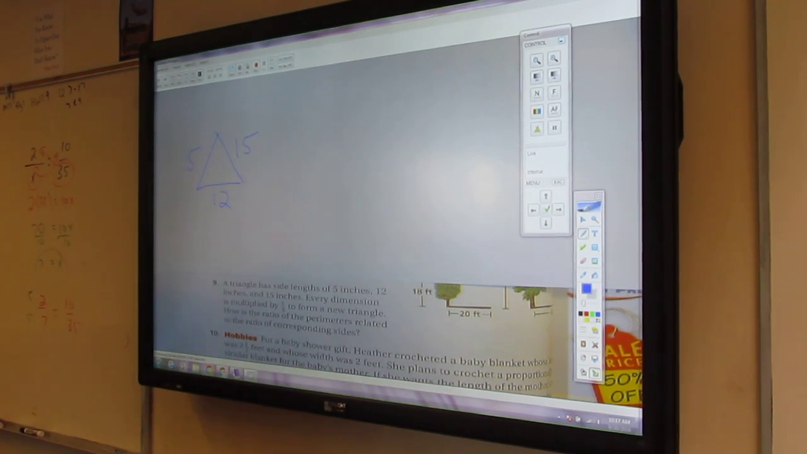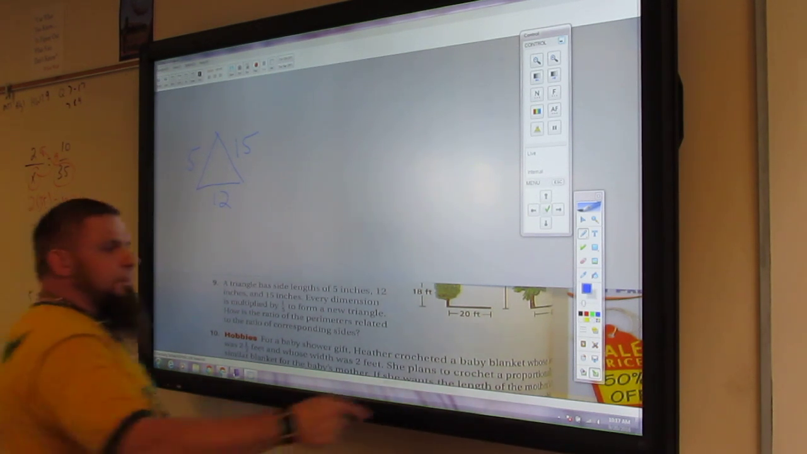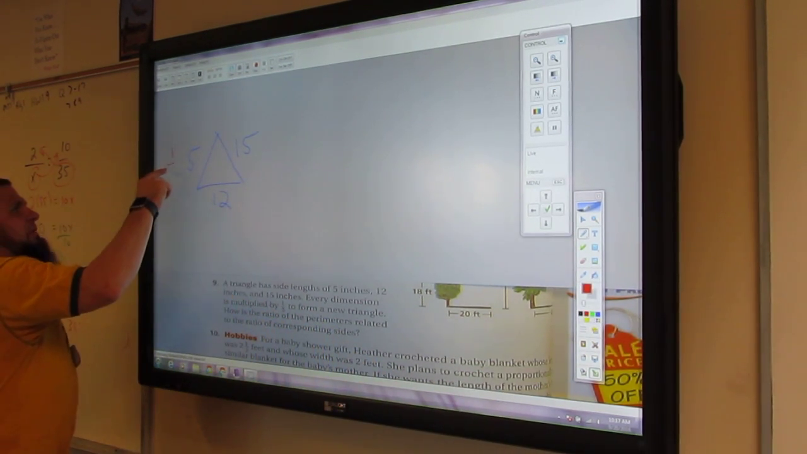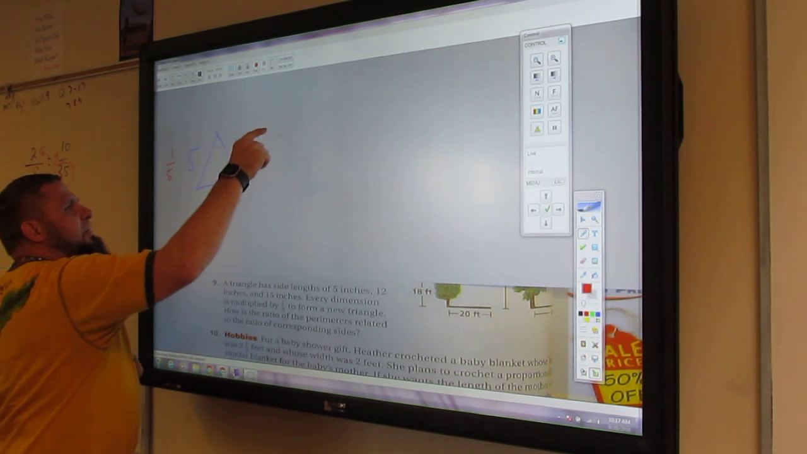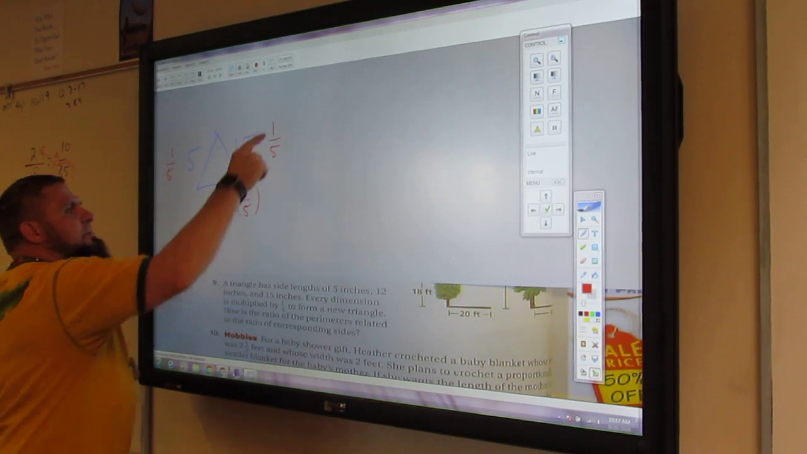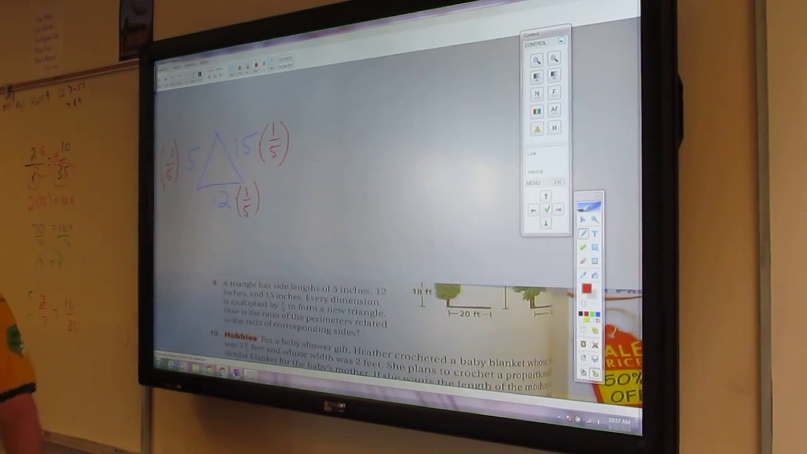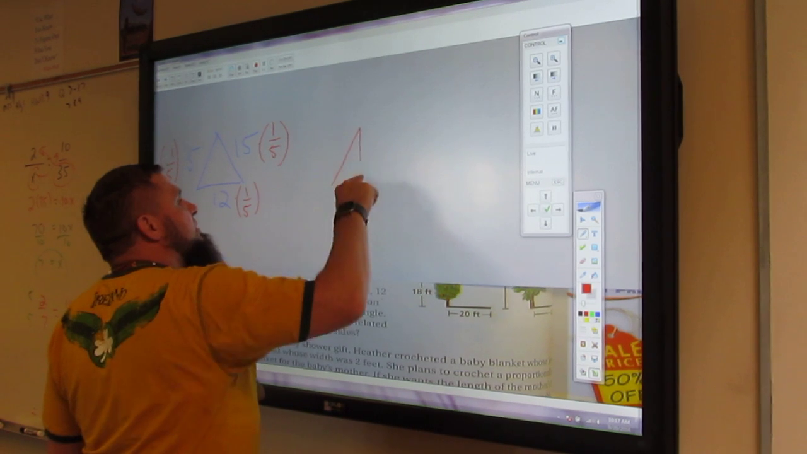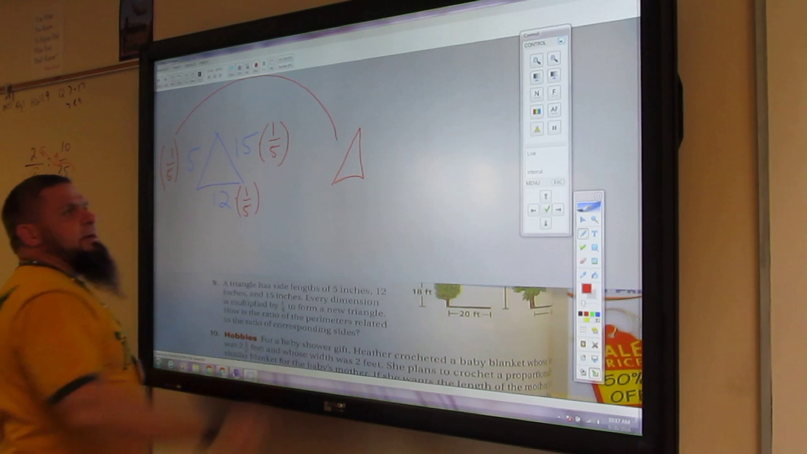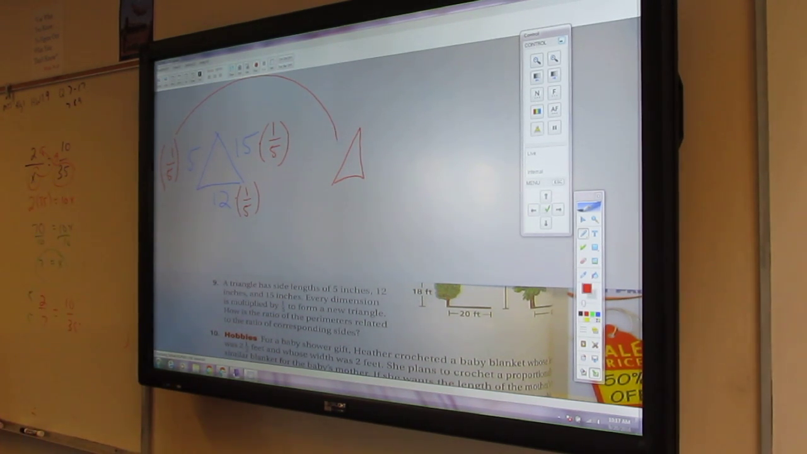Every dimension is multiplied by a 5th. So I'm going to multiply everything by a 5th. I'm going to change the color. Let's go with red. I'm going to take this and multiply it by 1/5. I'm going to take this and multiply it by 1/5. I'm going to take this and multiply it by 1/5, right? So every side is multiplied by a 5th. What's my new smaller triangle? So this side should go right here, and that would be how much? 1/5 of 5.